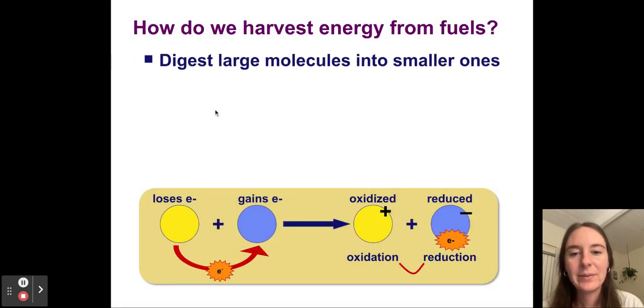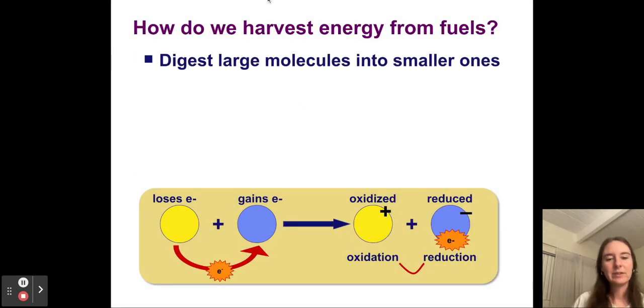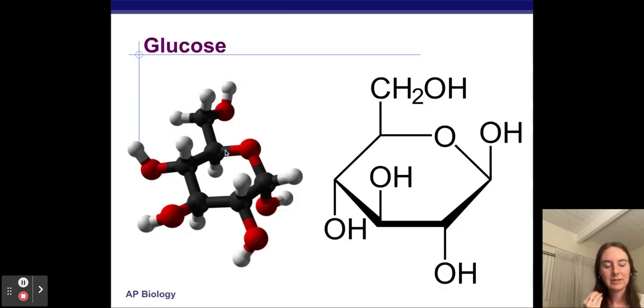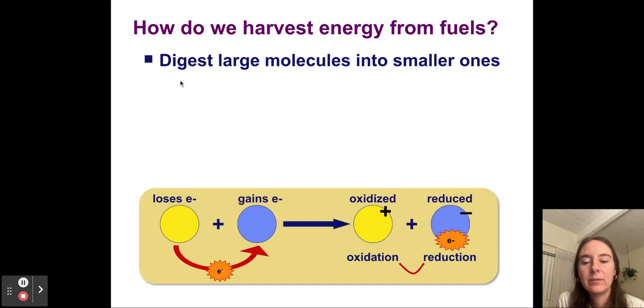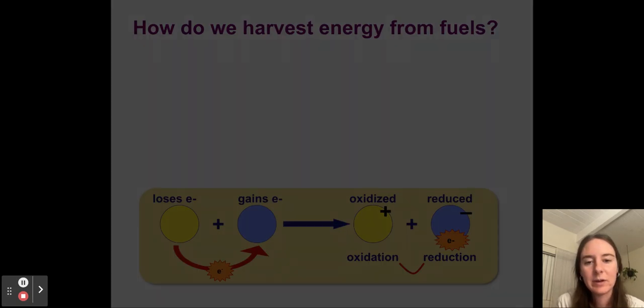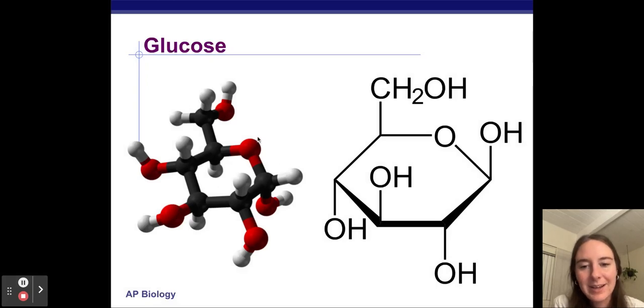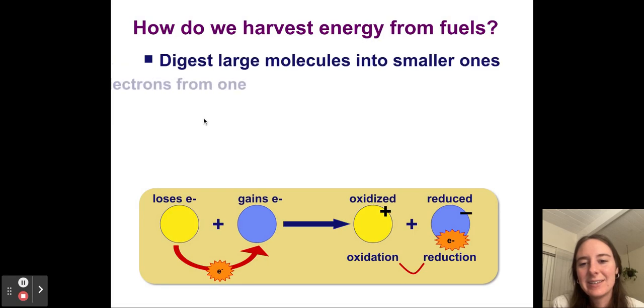So how do we harvest energy from fuel? If this is our fuel, if this is glucose, it's in the food that we eat, how do we get energy from it? Well, we just talked about this. We digest large molecules into smaller ones. So we take this molecule and imagine we were to chop it all up. And so you just had a bunch of carbons, hydrogens, and oxygens laying around. That's the first thing we do.